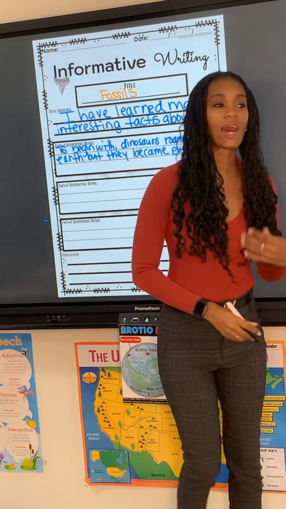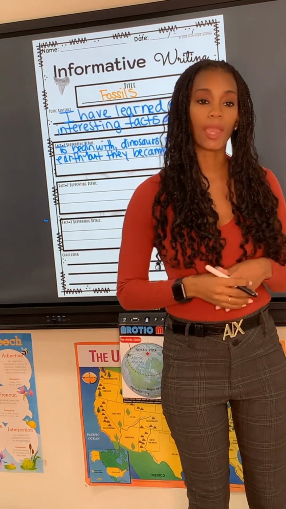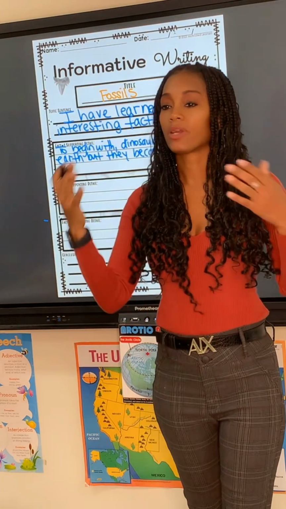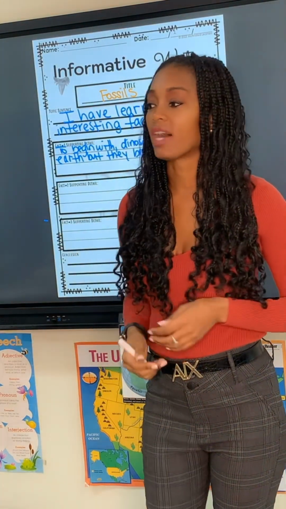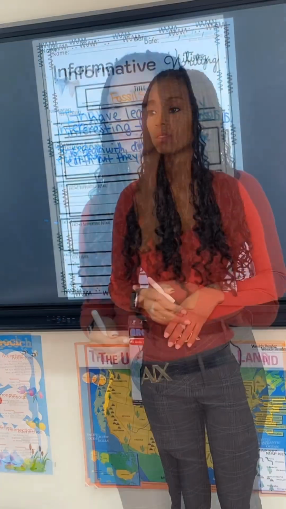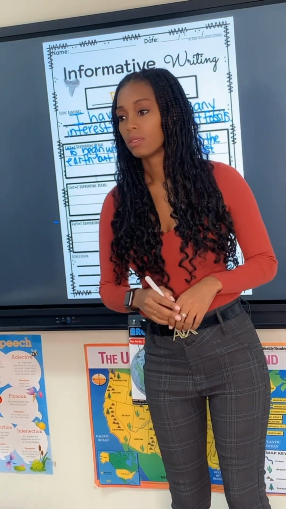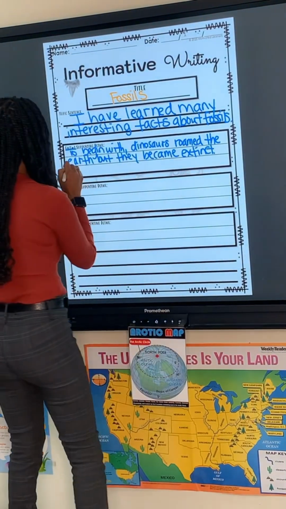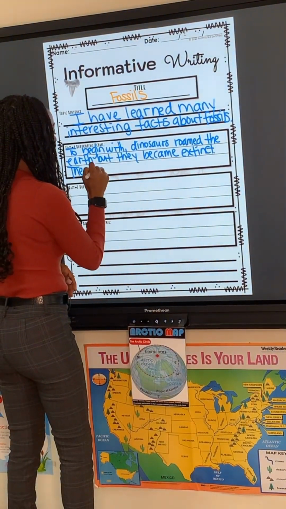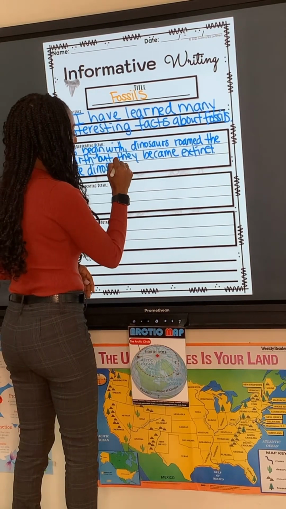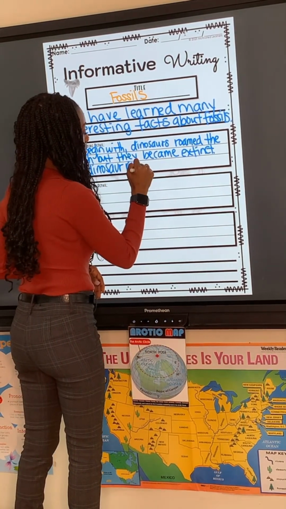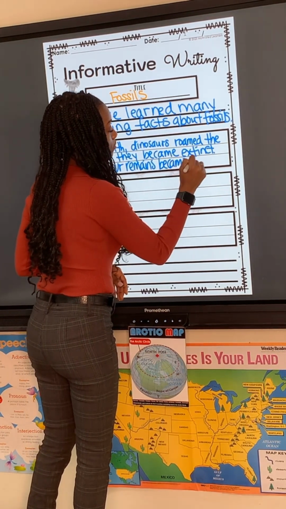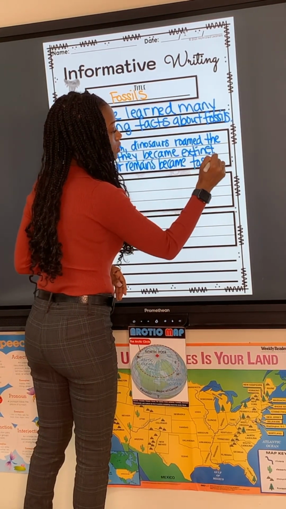All right, now how do the dinosaurs relate back to the fossils? Give me a detail about that. The dinosaurs roamed the earth, they were extinct, related to our fossils. Dinosaurs became extinct and their remains were fossils. Thank you. Their remains, the dinosaur remains, became fossils.